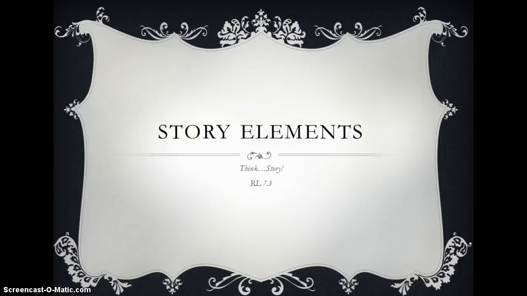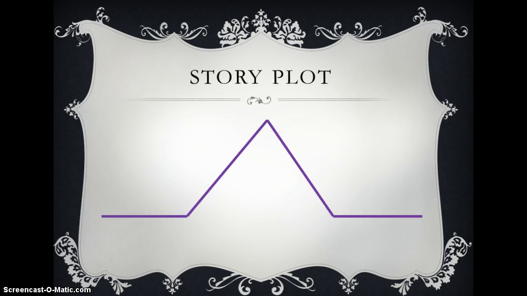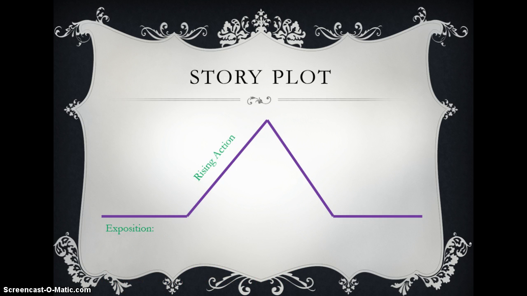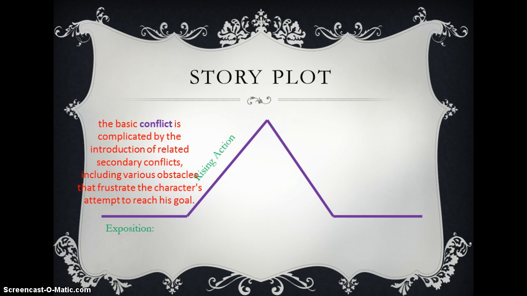Hi, today we're looking at story elements, RL 7.3. First we're going to start with our plot map. In the beginning, we have the exposition. The exposition's where we're giving all our background information. We get to meet the characters, get an idea of the setting, and a little bit of what the story's about. Next, we have this section called Rising Action. We're starting to find out what the conflict is in the story.